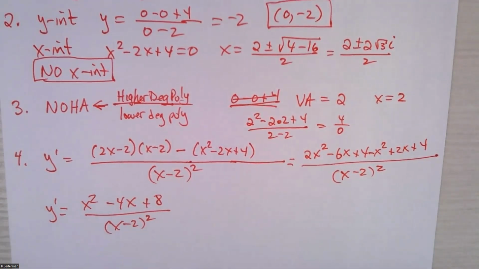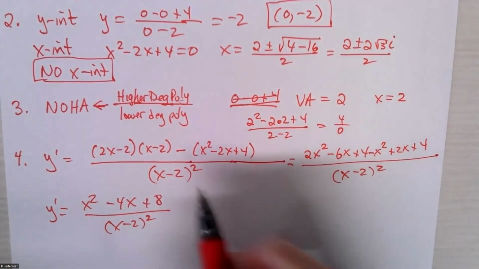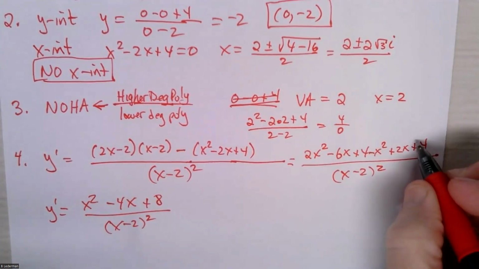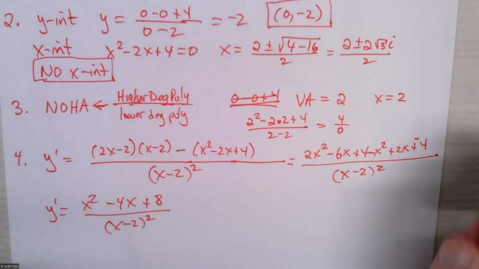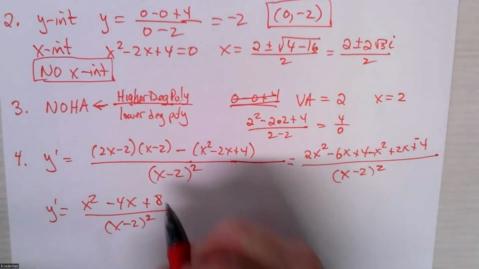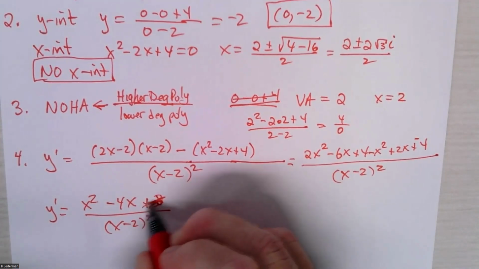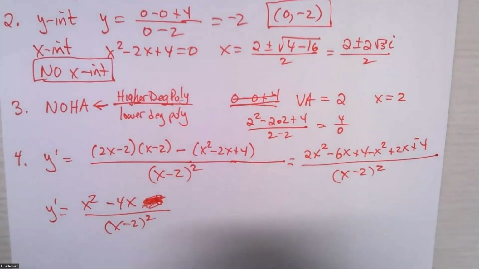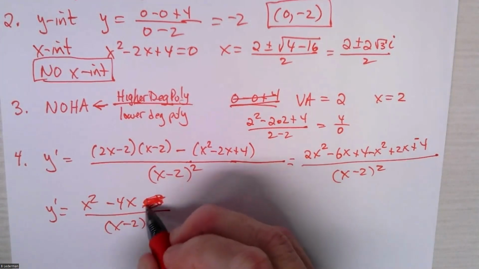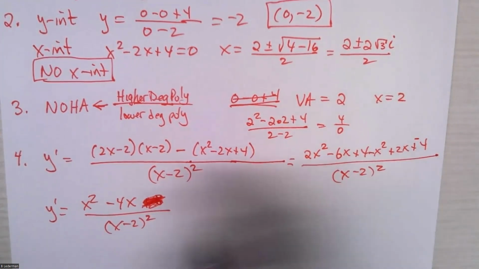Before I go on, remember I told you I would let you know if I made a little mistake. I did make a mistake because there's a minus 4, so that should be a negative 4. Then I have plus 4 minus 4, so that's gone. So it's x squared minus 4x over x minus 2 squared, and that's y prime.